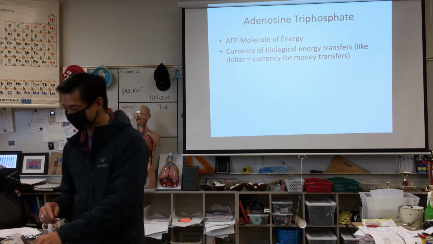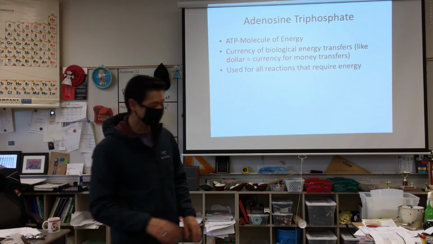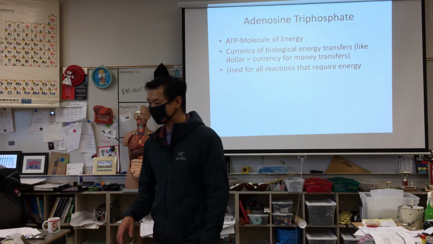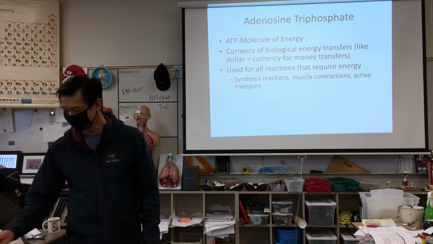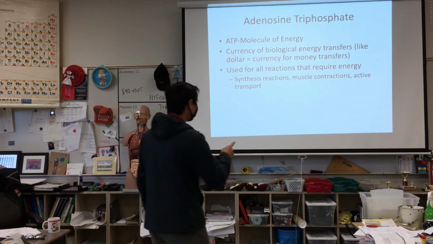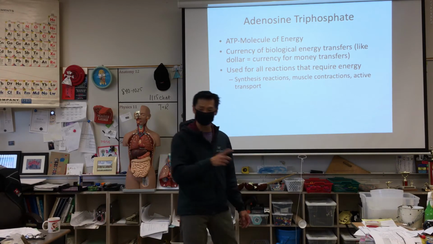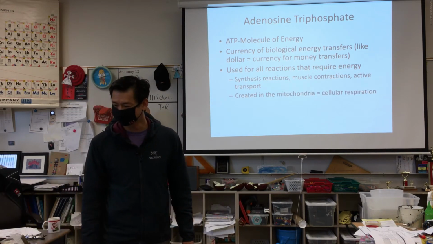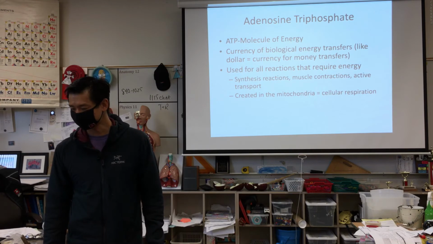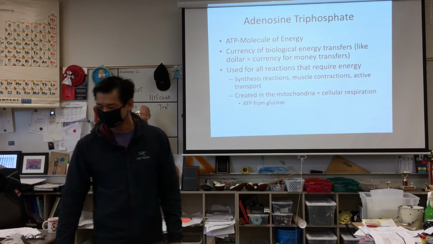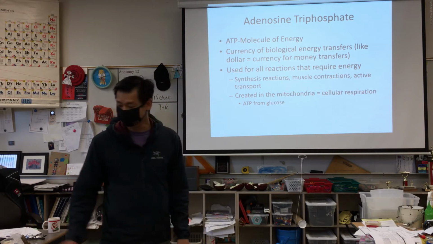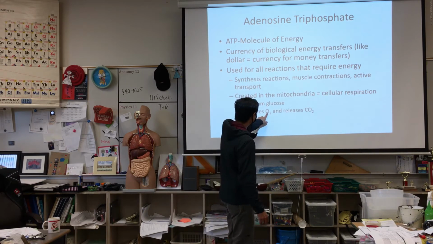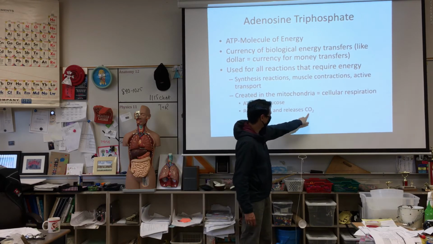Well, ATP kind of works this way. ATP is really important. It's responsible for all the cellular chemical reactions in the body. It functions to control synthesis reactions, muscle contractions, and active transport, which you'll cover by yourself, hopefully. It'll be okay. It's done at the mitochondria through a process called cellular respiration. And it requires glucose and oxygen, and the byproducts, the waste products, right? So it requires 1, 2 to produce 1, 2, plus water.